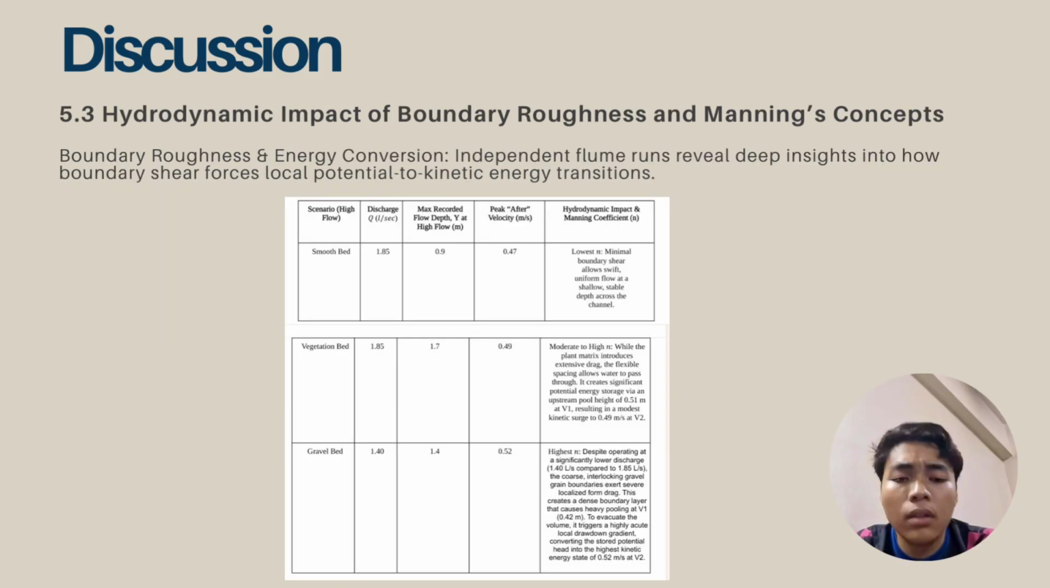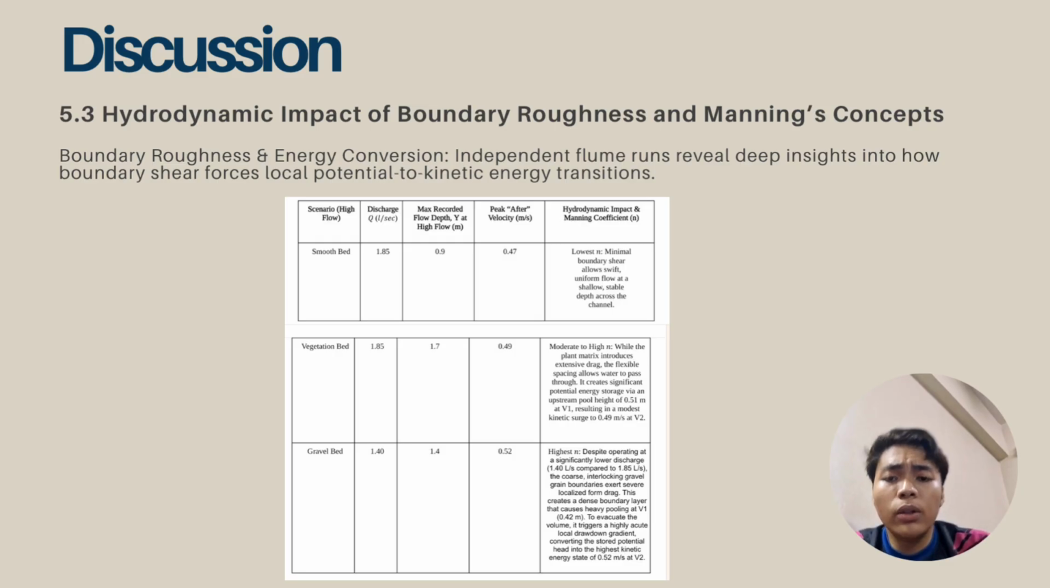Here, we compare our three scenarios under high flow conditions. If we look at the smooth bed first, operating at 1.85 liter per second, it represents our baseline with the lowest Manning's n. Because the boundary shear is minimal, the water moves swiftly and uniformly at a shallow, stable depth of 0.9 meter across the channel.